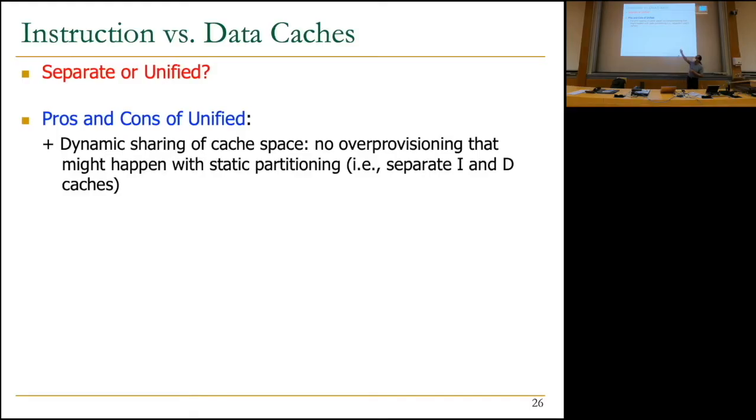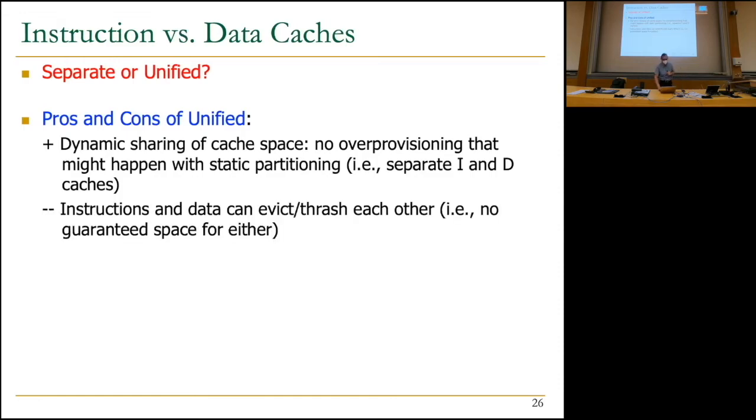You can actually change the instruction and data to core 1 and core 2, for example. Different cores may share their data caches, for example. And again, you have the same trade-off. Dynamic sharing enables higher hit rates in general. But of course, unified has a problem. Instruction and data can evict each other, right? So no guaranteed space for either one, basically, unless you manage it in some way, which we may talk about at the end of the lecture.